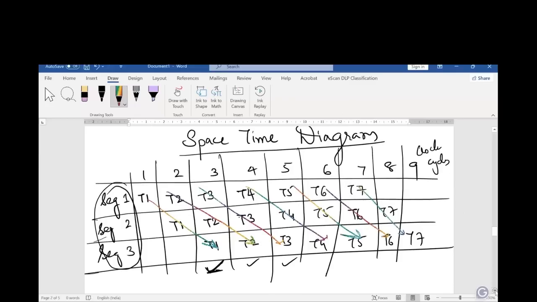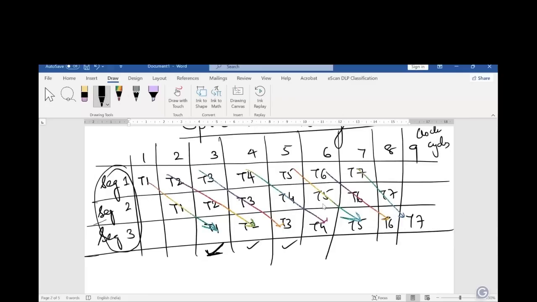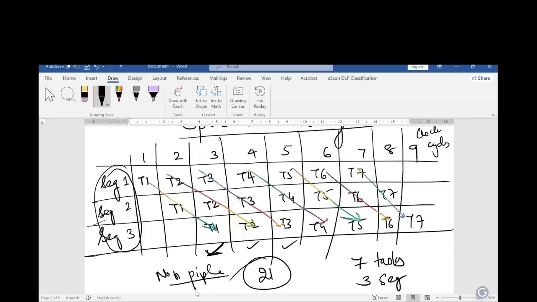Suppose I do not have a pipeline architecture, what will happen? I have 7 tasks and 3 segments. So for a non-pipeline architecture, the tasks will take 7 × 3 = 21 clock cycles. But the same tasks we can complete in 9 clock cycles in a pipeline architecture.